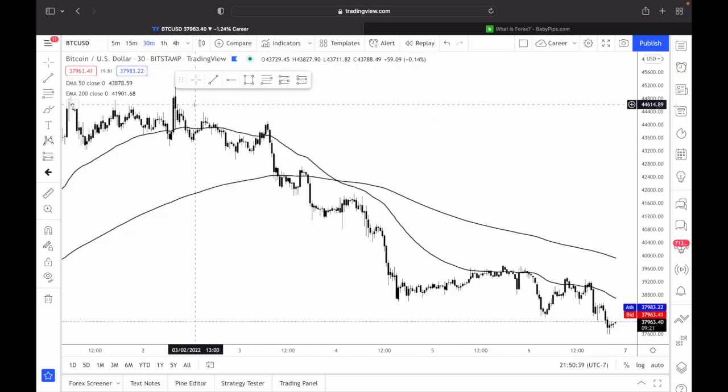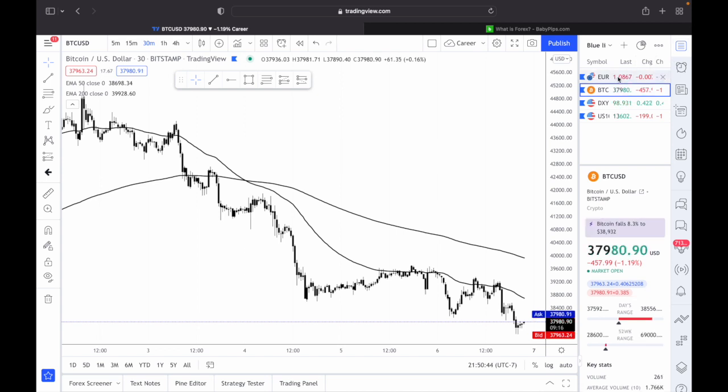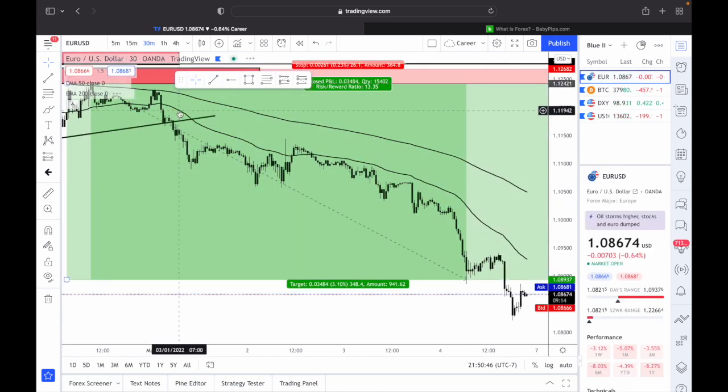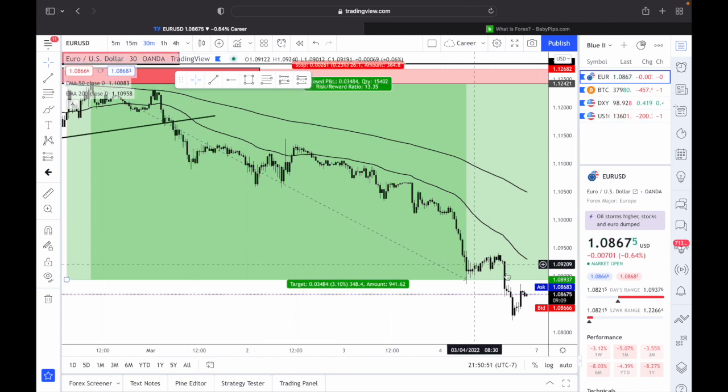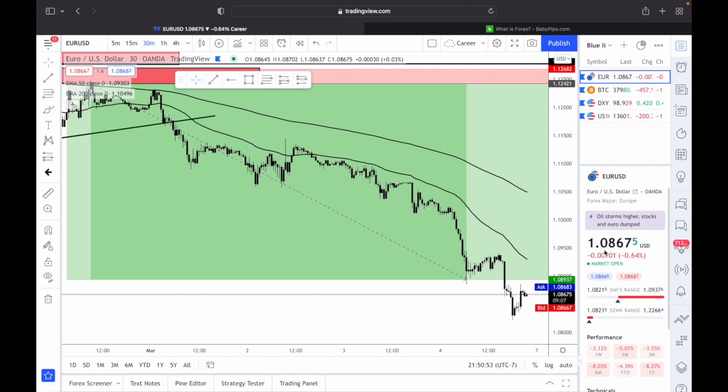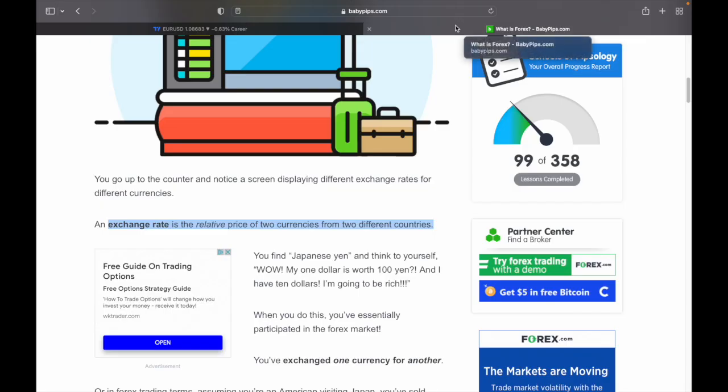So if we go over here, we can look at, well, this is the Bitcoin versus the US dollar, but a prime example of currency exchanges, here's the euro versus the US dollar, and you can see that the price of 1 euro is 1.08675 US dollars. So if I were to bring 1 euro to the US and try and exchange it, I would get $1 and about 9 cents instead of $1 of US money.